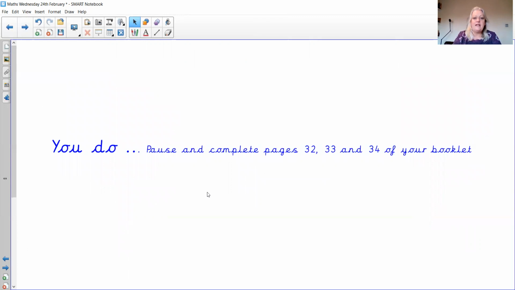So if you look at pages 32, 33 and 34 of your booklet, there are some more stories that you can write some number sentences for. So pause the video while you complete pages 32, 33 and 34.